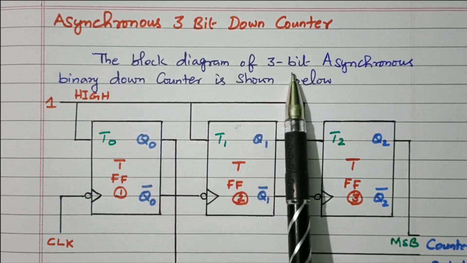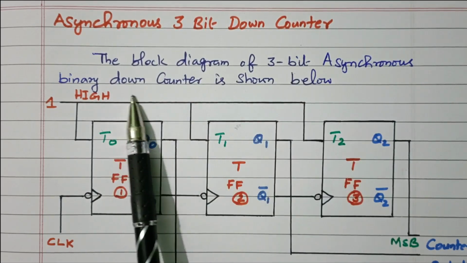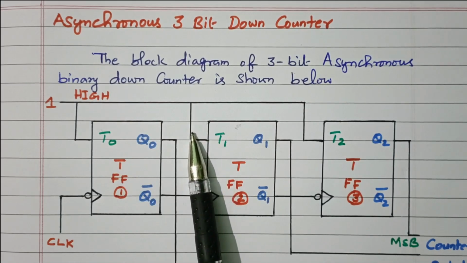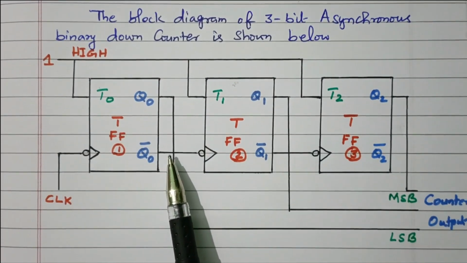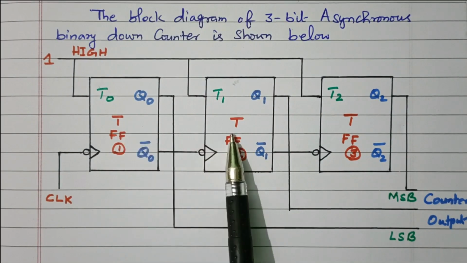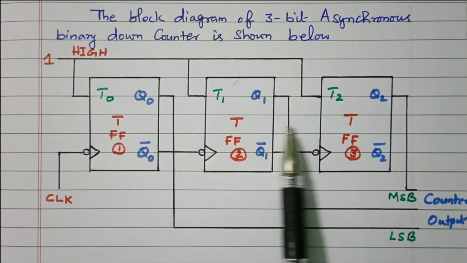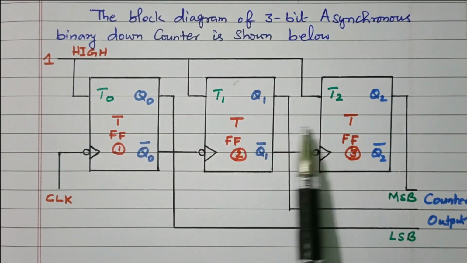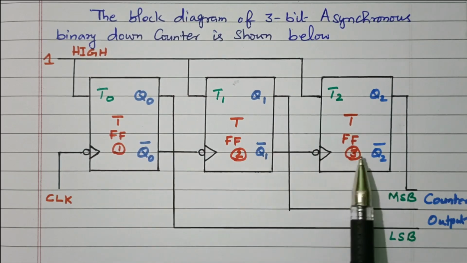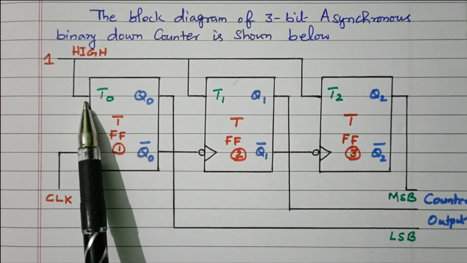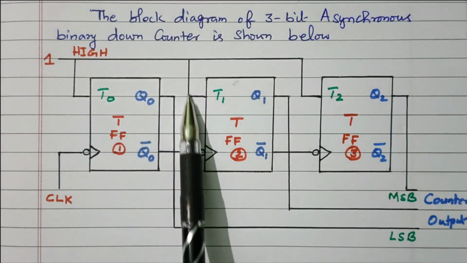The block diagram of the 3-bit asynchronous binary down counter is shown below. This is the logic diagram. It is made up of T-type flip-flops. There are 3 T flip-flops available, 1, 2, 3. The T input is given as high input.